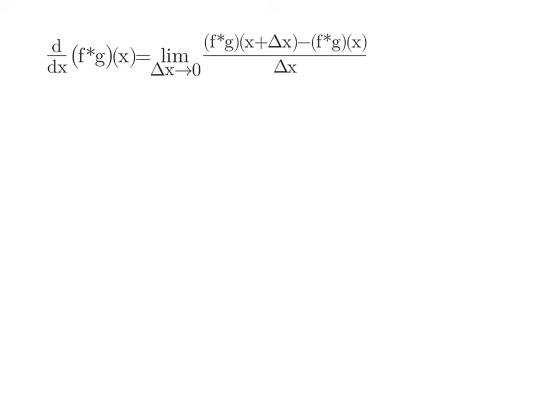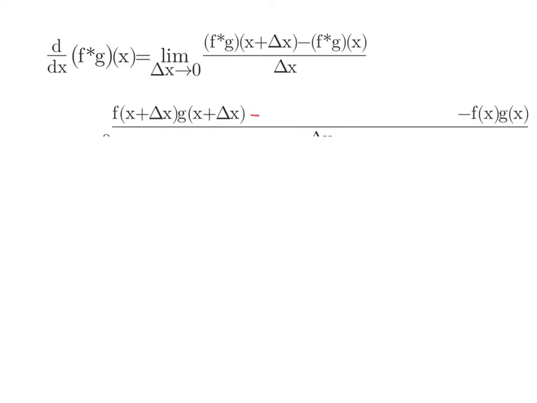I'm not going to change the actual fraction at all because I'm going to subtract f of x plus delta x times g of x. And then I'll add f of x plus delta x times g of x. So I subtracted and added the same thing. They end up canceling each other out. But looking at it in this way allows me to rearrange this fraction a little bit.